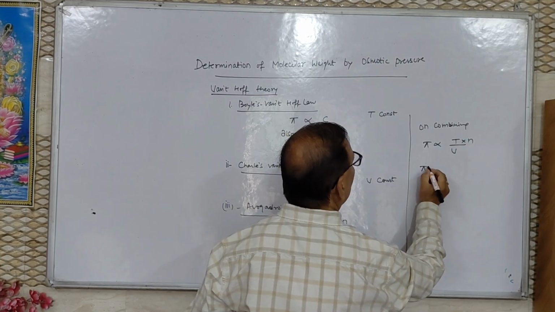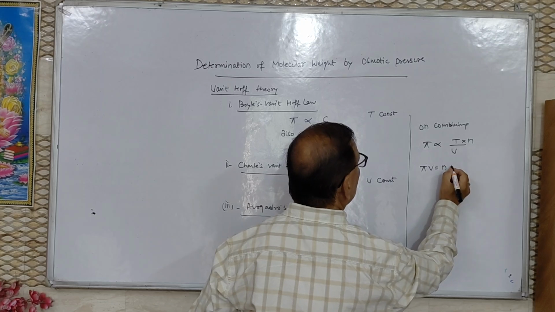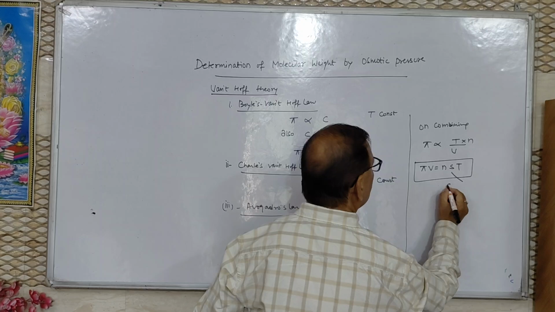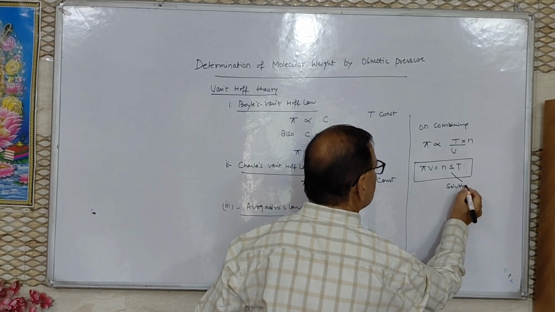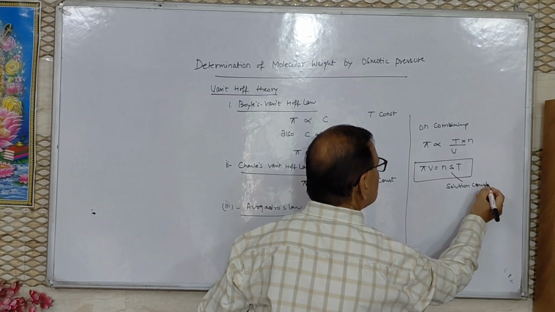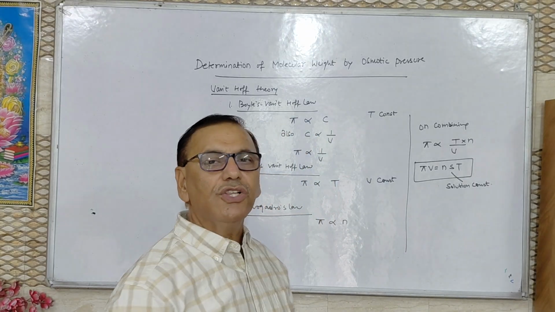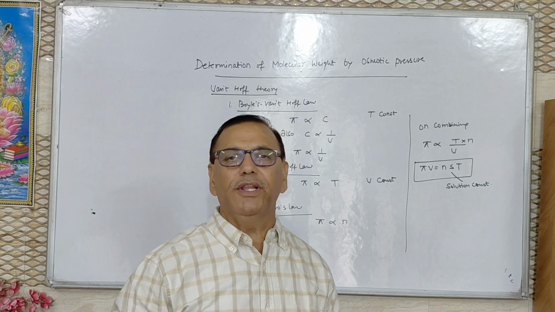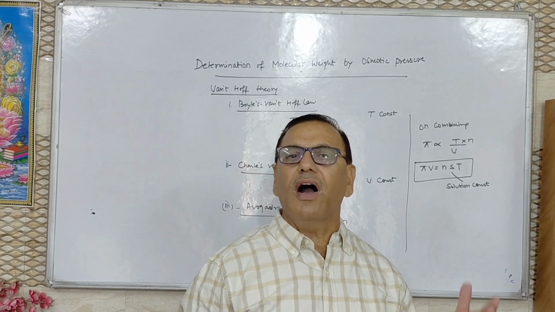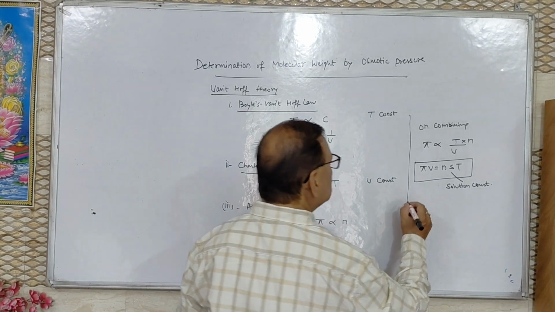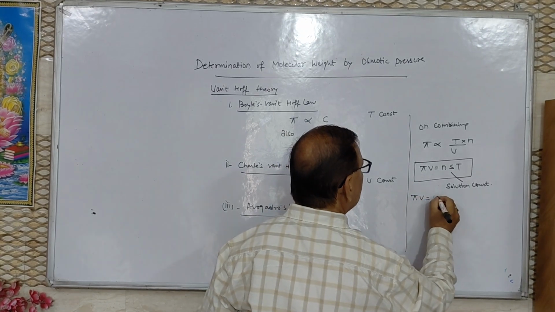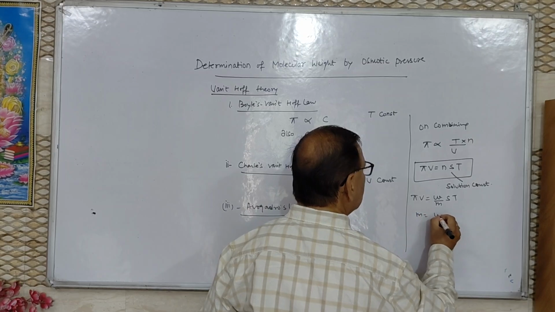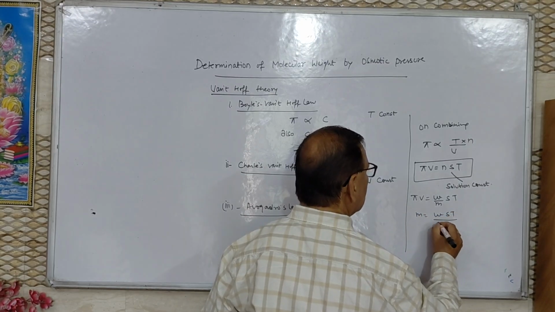or pi V is equal to NST, where S is the solution constant and its value is the same, 0.0821 atmosphere liter Kelvin inverse mole inverse, which is the value of R. Also, pi V is equal to W over M ST, or M is equal to WST over pi V.